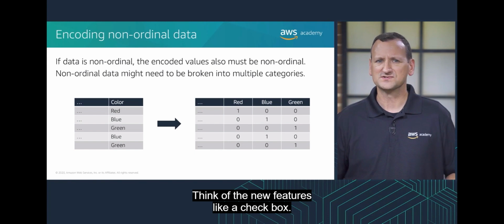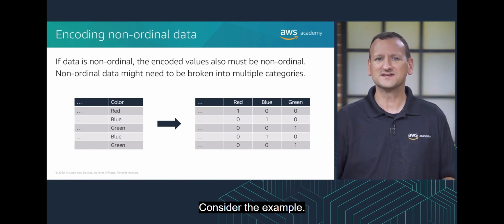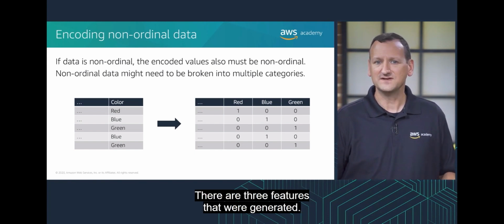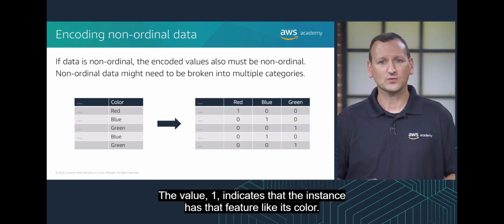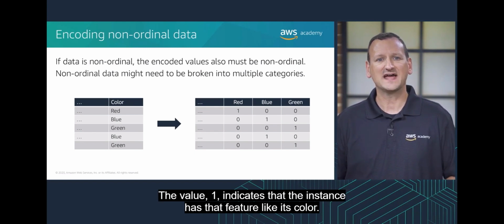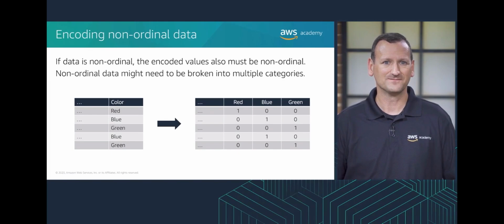Encoding non-ordinal data into multiple columns or features is a better way. Think of the new features like a checkbox. Consider the example. There are 3 features that were generated. The value 1 indicates that the instance has that feature, like its color.